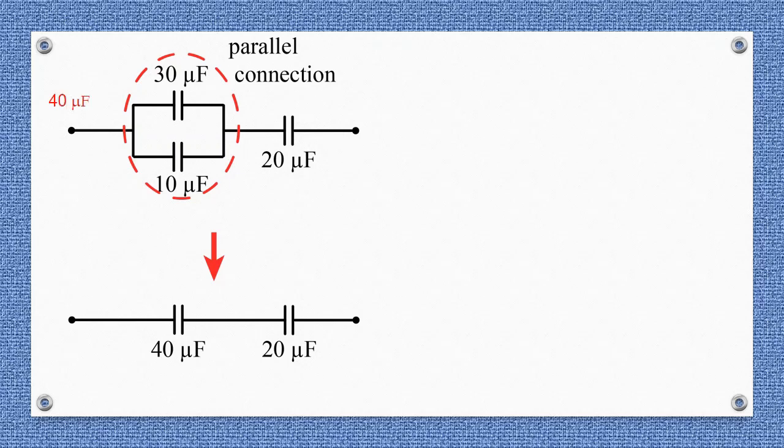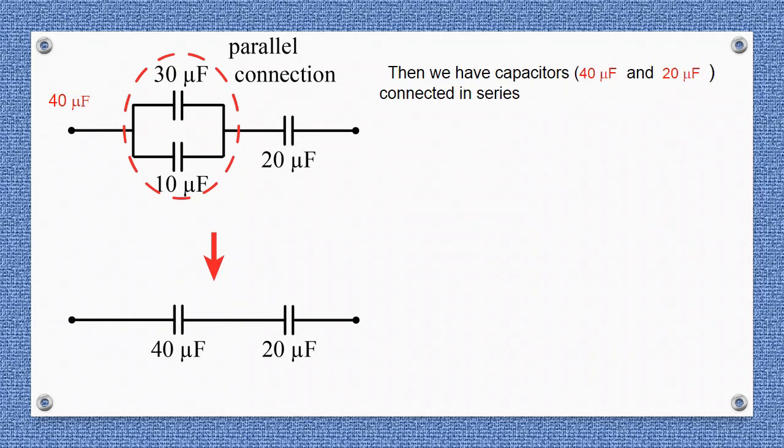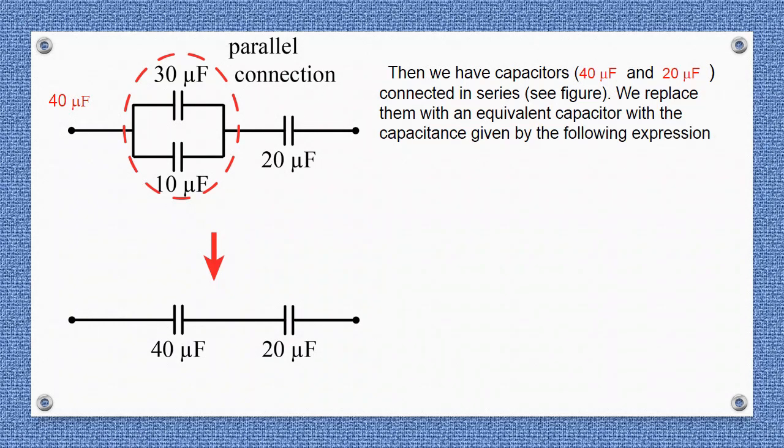This 40 microfarad is connected in series with 20 microfarad. Then we have capacitor 40 microfarad and 20 microfarad in series. So what will be the expression? The expression is C1 C2 by C1 plus C2, or 1 by C equivalent is equal to 1 by C1 plus 1 by C2.